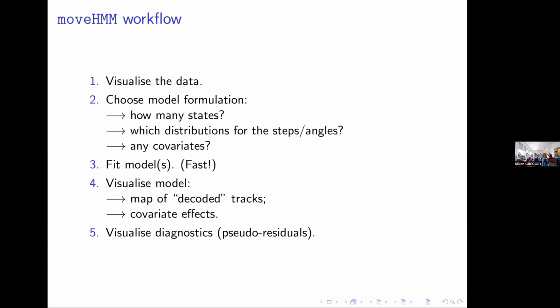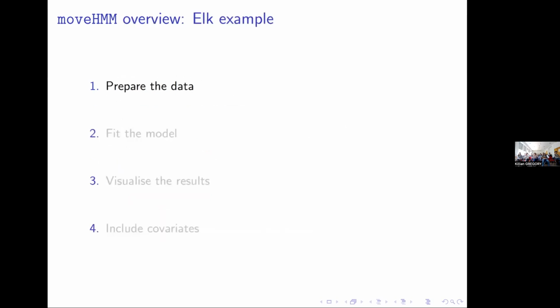And then it has some nice functions for visualizing the model and for doing what's called state decoding. That's where you can take your model estimates and actually get the state sequence, which is often what people are most interested in. They want to know what the animal was doing and where. It can also plot covariate effects with confidence intervals and all that good stuff. Lastly, it provides diagnostics for goodness of fit, including things like pseudo-residuals, which we'll talk about more. Lots of good stuff in there.